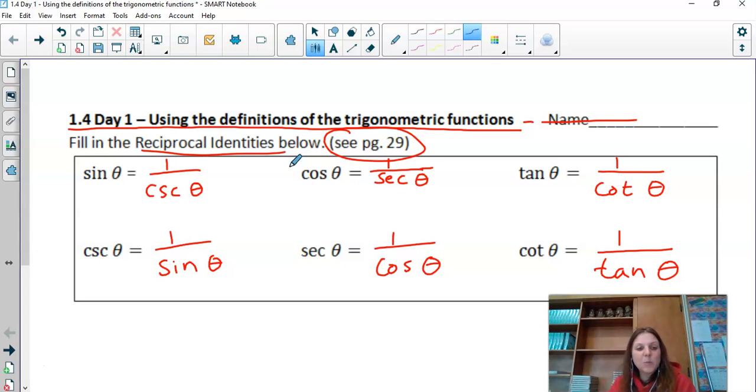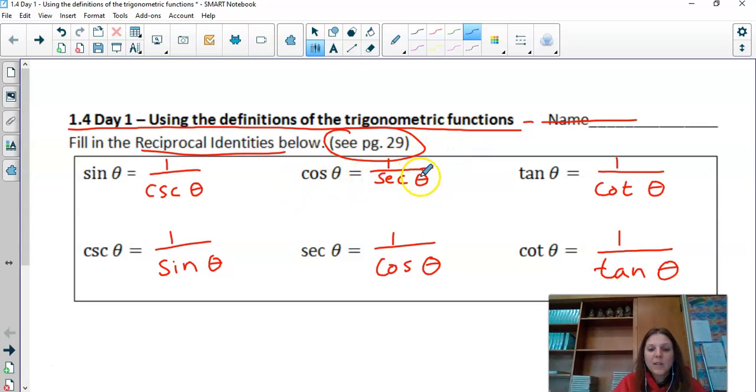Okay, what is a reciprocal identity? A reciprocal identity is a flip-flop of the identity. So the sine of theta is equal to 1 divided by the cosecant of theta. So if you found, for example, the sine of 45 degrees, its answer would be the same as taking 1 divided by the cosecant of 45 degrees. So these are reciprocals because the two sides are equivalent.